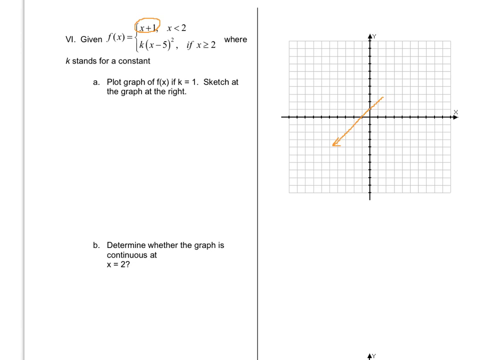Okay, I'm going to try to draw that hole a little bit better too. Well, that didn't work at all. You guys might just have to use your imagination on this one. At 2 comma 3, there is an open circle. Okay?